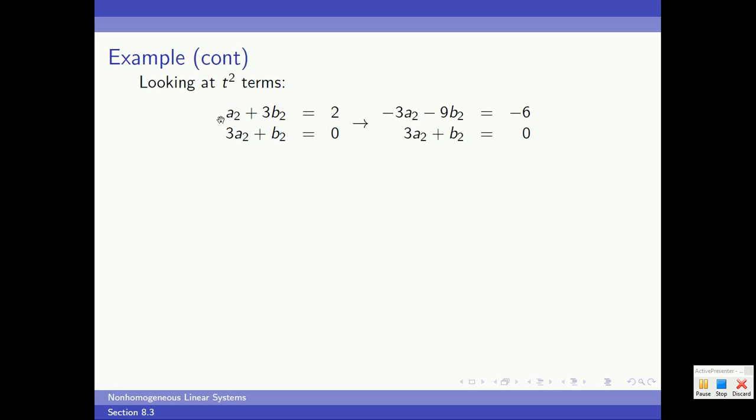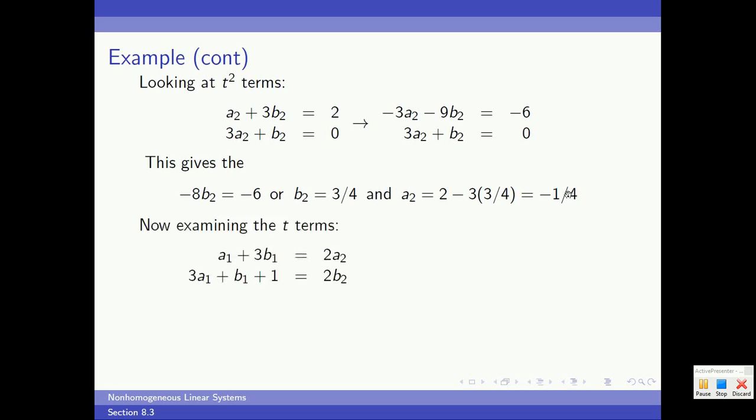So if I multiply the top by -3, just so that I can get things simpler, and then I can add these 2 equations, the a2's will cancel out. I'm going to have -8 b2 is equal to -6, so that gives me b2 is 3/4. Once I have b2, I can plug it in. So a2 is going to be 2 minus 3 times 3/4. So here I just get -1/4. So now look at my t terms. I had these equations for my t terms.